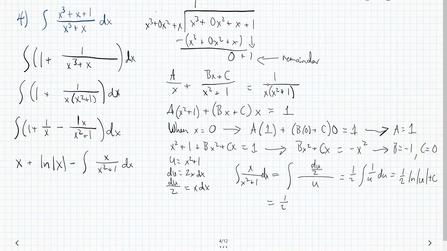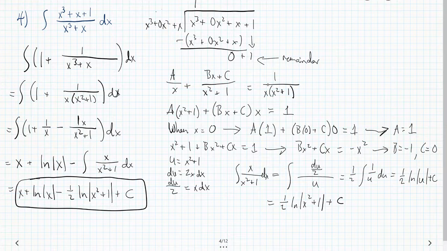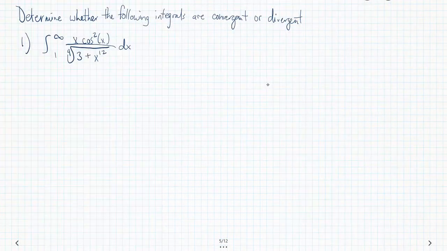And so this thing is just 1/2 natural log of x squared plus 1 plus some constant c. So this thing equals, and I should put equal signs all the way through here, x plus natural log of the absolute value of x minus, because we have a minus out in front, 1/2 natural log of x squared plus 1, although that's always positive, so we don't need the absolute value in this case, and then plus some constant c. And we have our antiderivative. Okay, so there's the integration. You've seen how those work and how we can break those things down. Remember your u substitutions and things like that. So all those pop up over and over again.